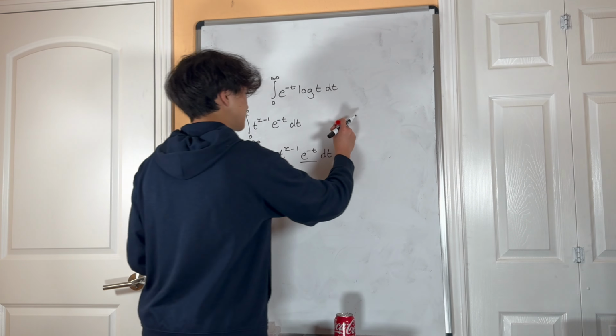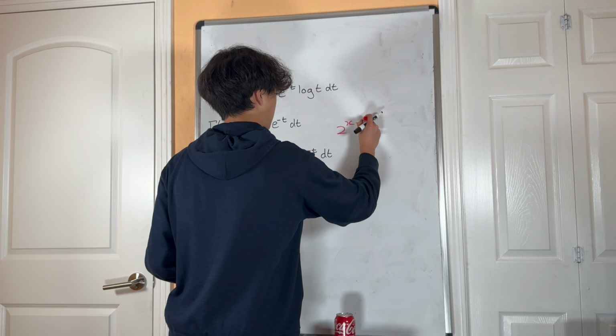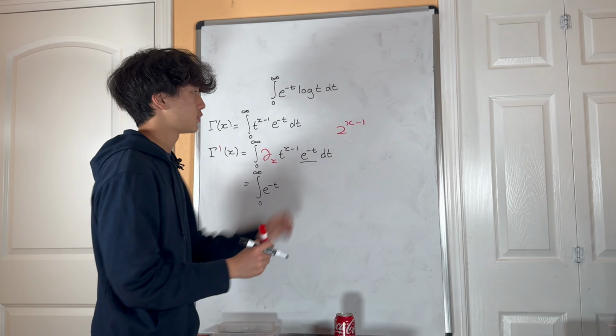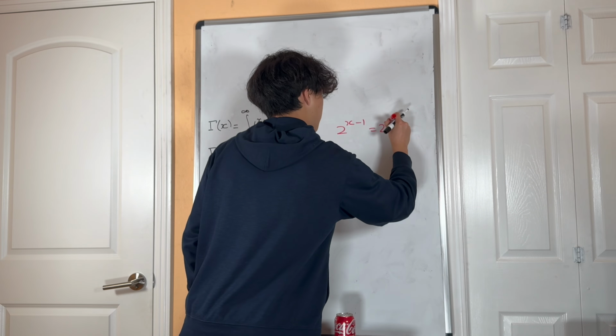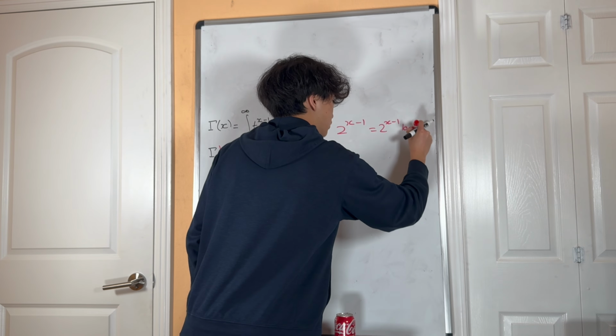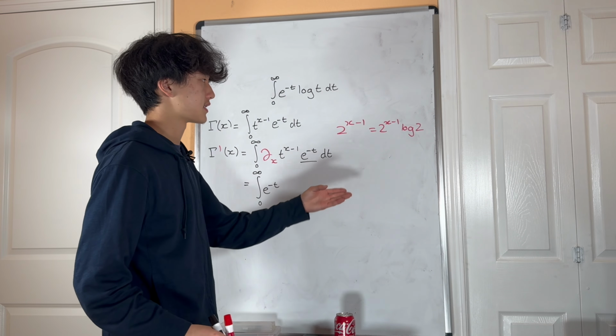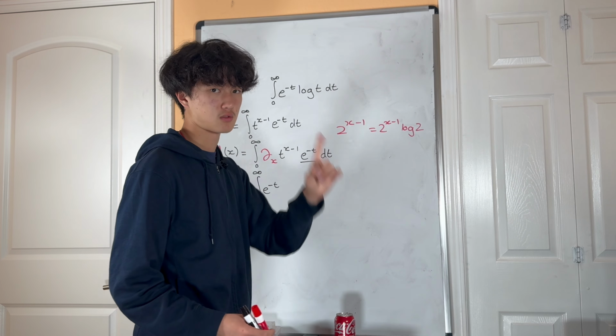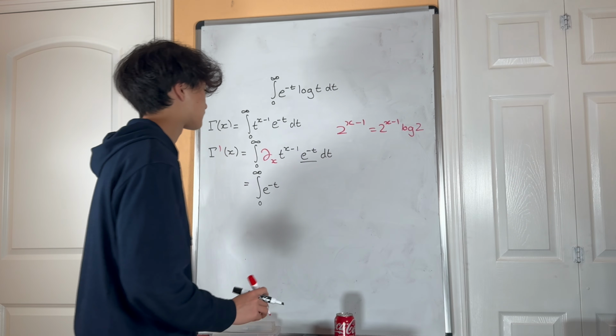So say we have 2 to the x minus 1. Well, when we're trying to differentiate this, the 2 to the x minus 1 is going to repeat, and then we're going to have the natural logarithm of 2 multiplied on the side, and then of course chain rule, right? But the derivative of x minus 1 is just 1, so that's it.